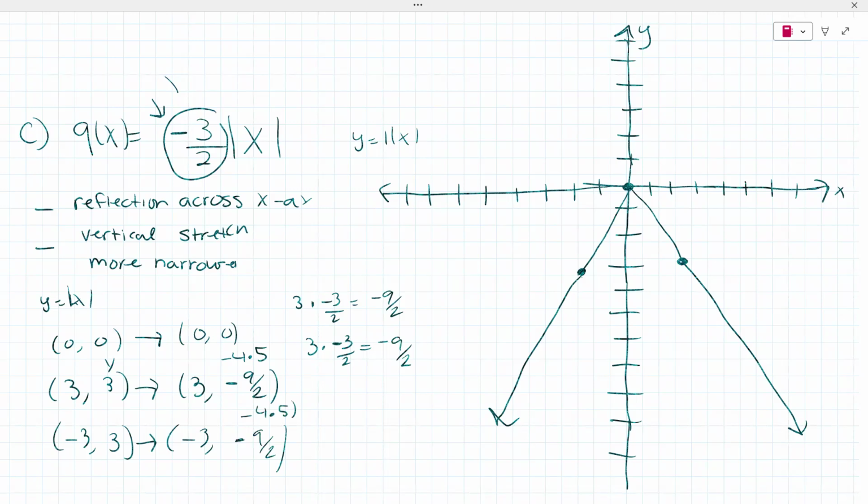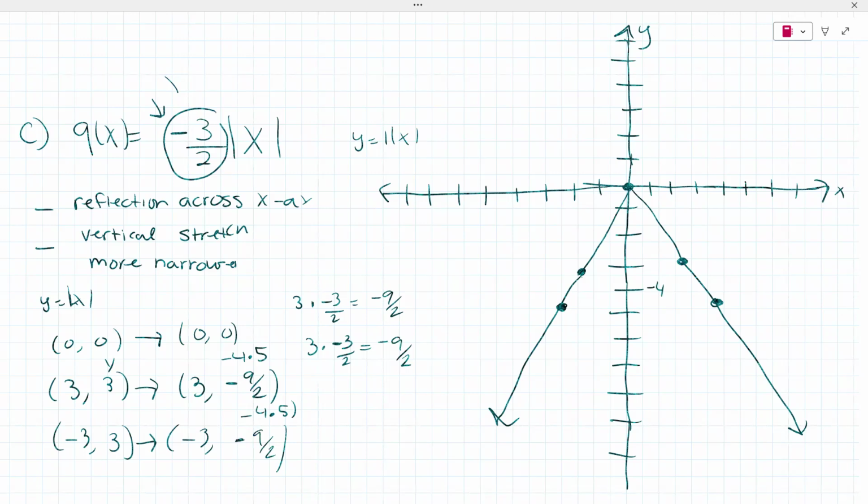You could plot those points, (3, -4.5): 2, 3, 4, negative 4, so negative 4. Yeah, it would be right at this point. And then (-3, -4.5) would be right about this point. Okay. So yeah, that's how you basically would do it.